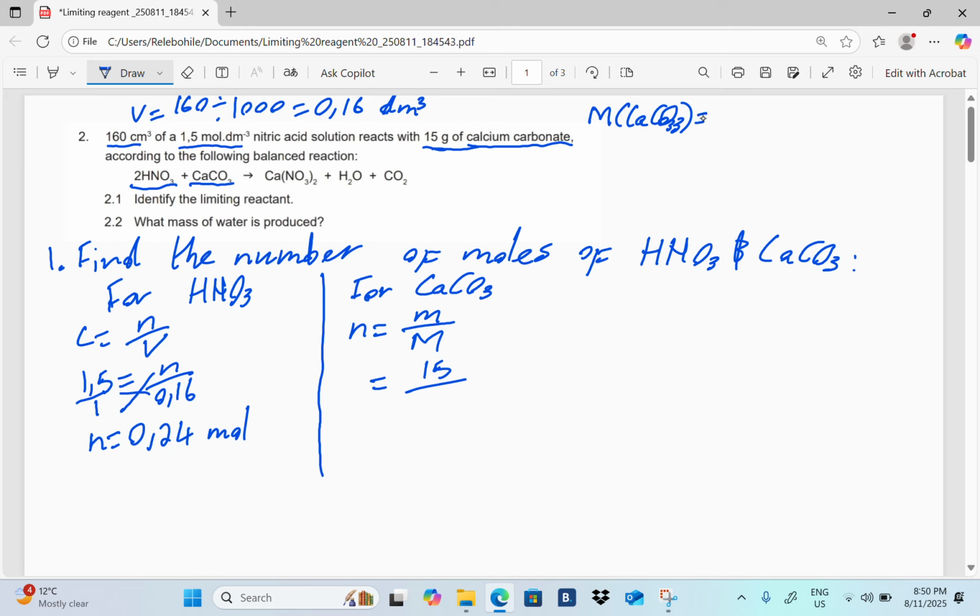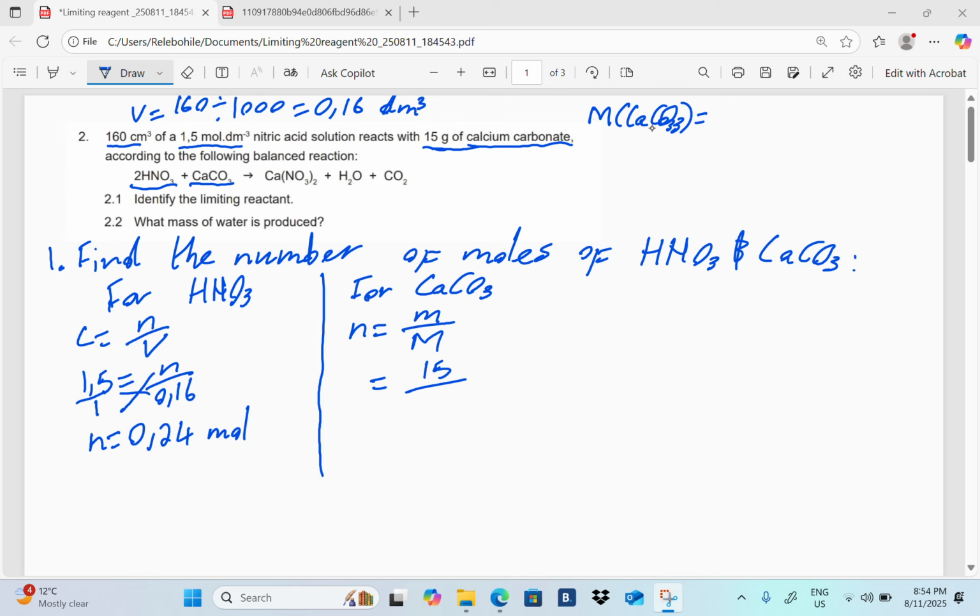The molar mass of calcium carbonate will be as follows. We'll use our periodic table. I need to show the periodic table for this one. So for us to find the molar mass of calcium carbonate, we'll look at the molar mass of calcium, the molar mass of carbon, and the molar mass of oxygen, and we'll add all of those molar masses together.